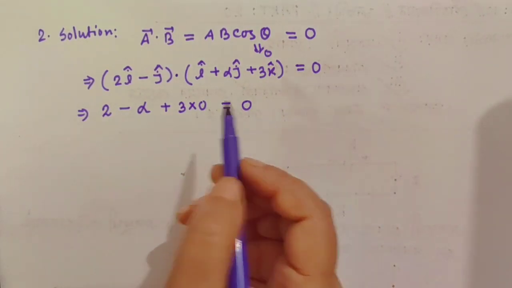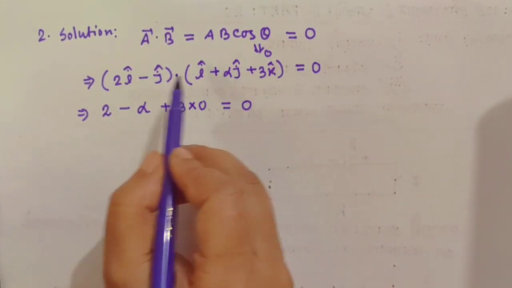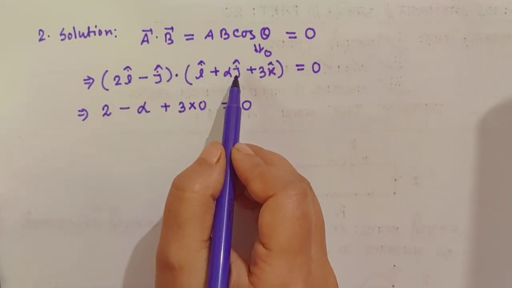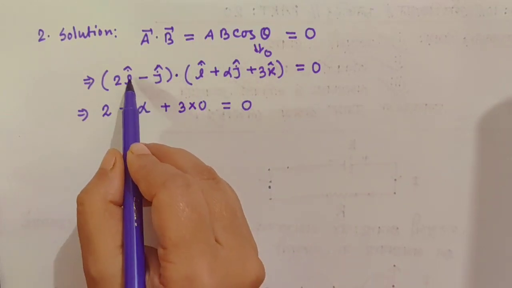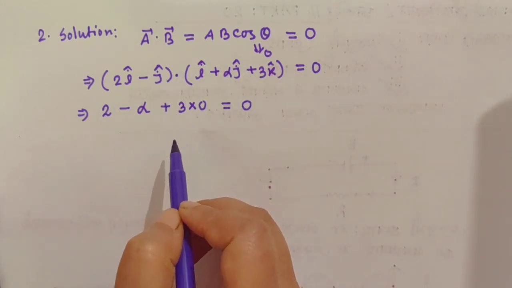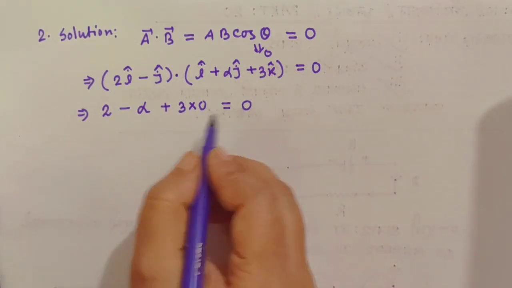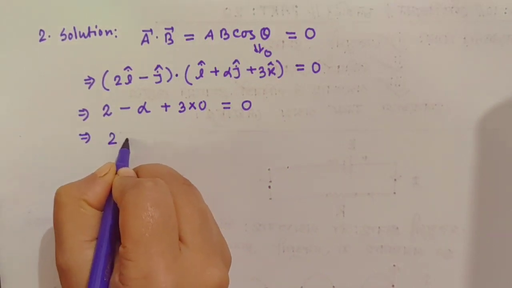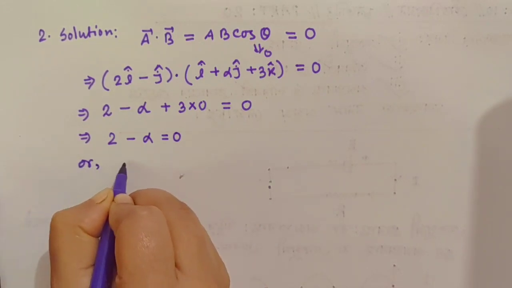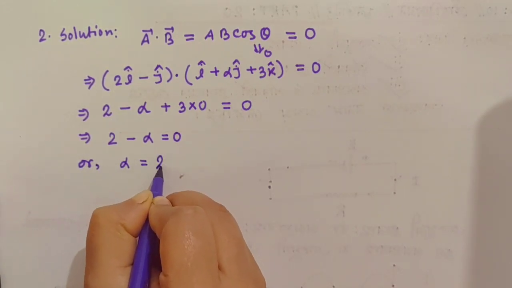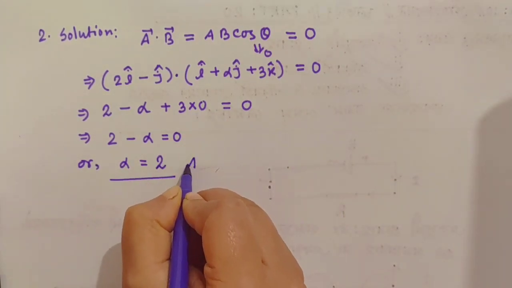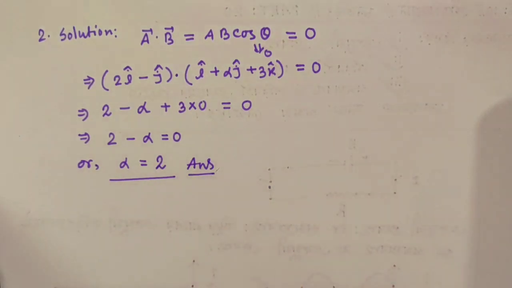And why are we not multiplying i and j? Because we know i and j unit vectors are perpendicular and the dot product for perpendicular is 0. So if we multiply i by j, we will get 0. That's why we are not writing it here. So 2 minus alpha is equal to 0. From here we can write 2 minus alpha is equal to 0. Or in the next line we can write alpha is equal to 2. So what is the value of alpha? Alpha is equal to 2. This is our question number 2 answer.